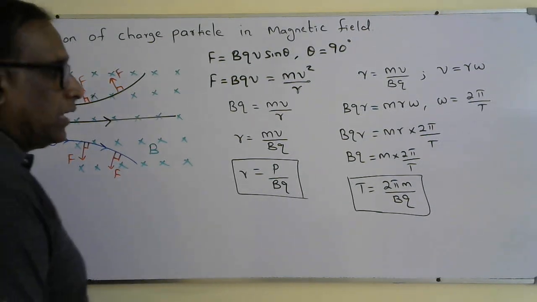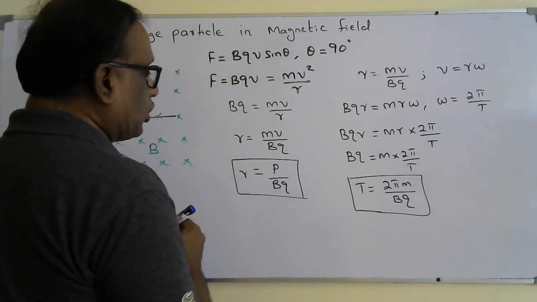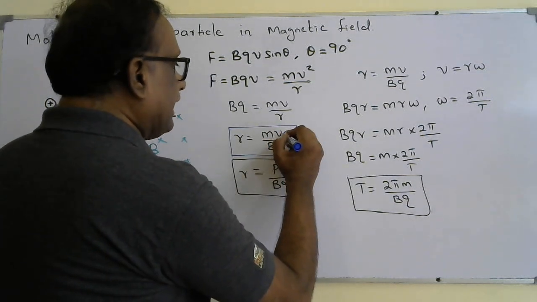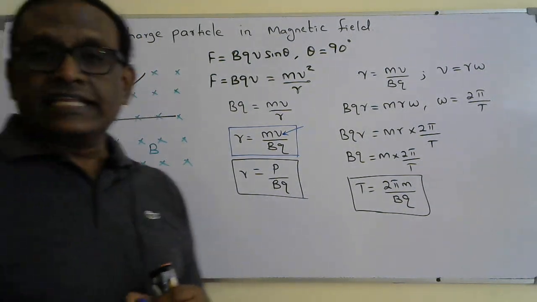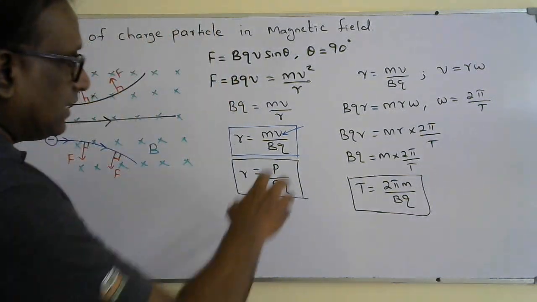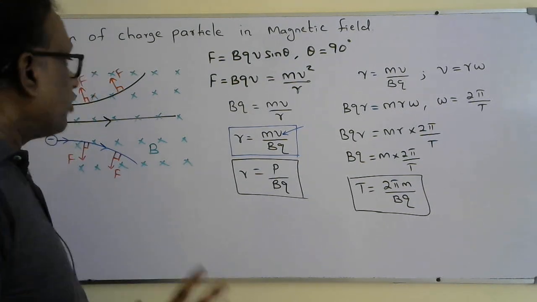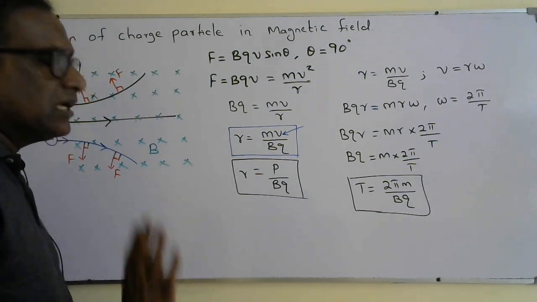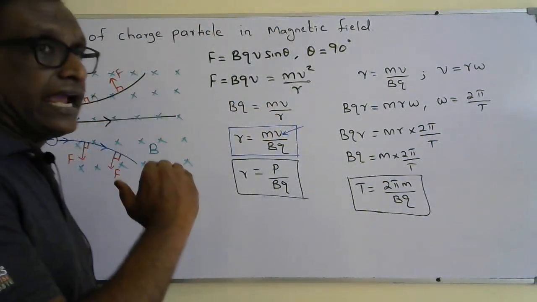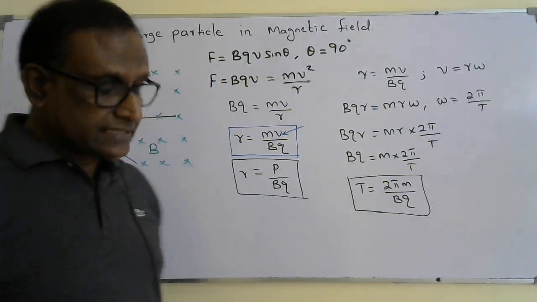So be careful here. In this equation, r equals mv over vq, so r equals p over vq, or mv over vq, whatever we say, the v is the velocity of the particle which is perpendicular to the direction of the magnetic field. That's very important. So what will happen if the particle enters the magnetic field not at a right angle to the field, but at some other angle? We'll analyze it now.